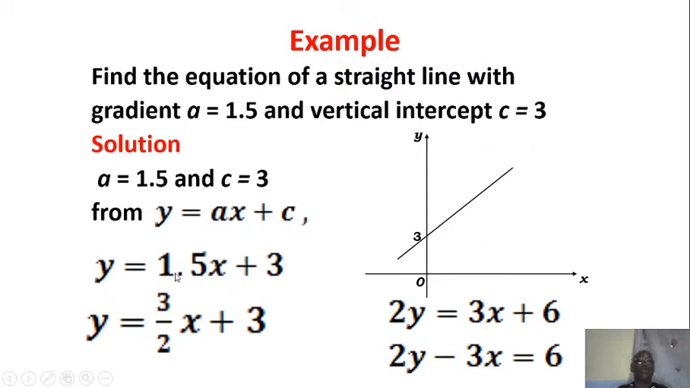But if you don't want to work with fraction, you can multiply everywhere by 2. Actually, this 1.5 is known to be 3 over 2. So in order to make sure there's no fraction, you can multiply everything by 2 to get 2y is equal to 3x plus 6. If you want x to come over here, you simply subtract 3x from both sides to get 2y minus 3x is equal to 6.